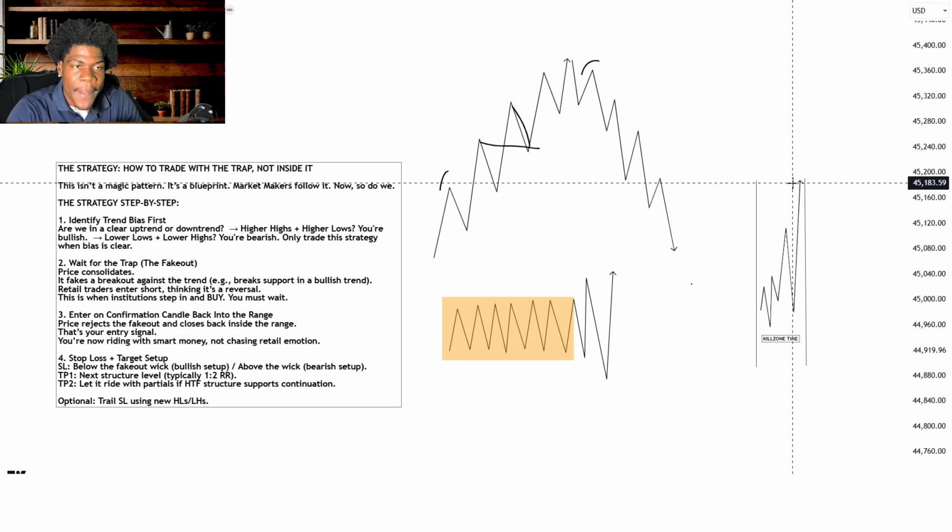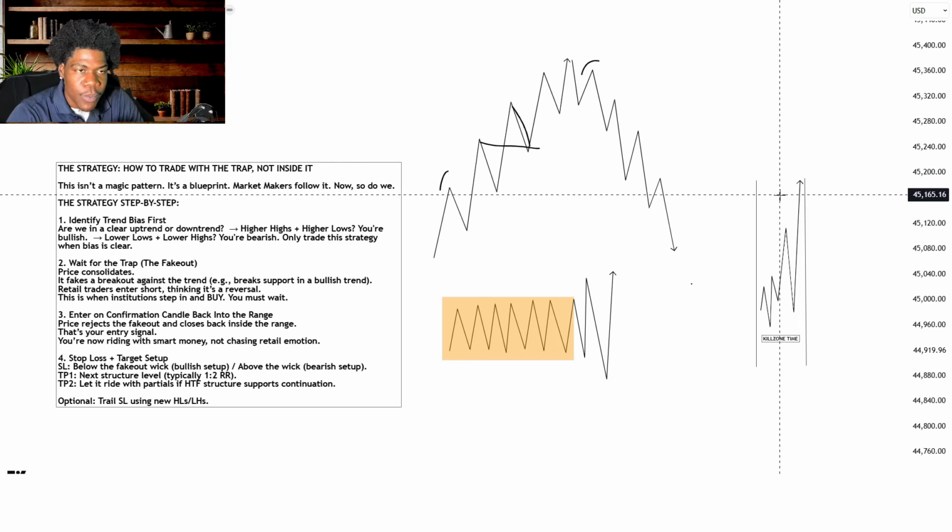The best thing about this strategy that I love the most is that it doesn't require a lot of time. For us personally, I trade the New York session. You only really have to be on the charts for about an hour or 2 hours.